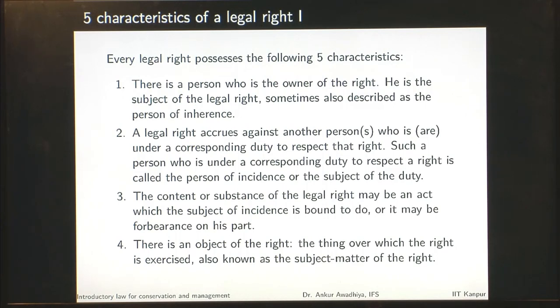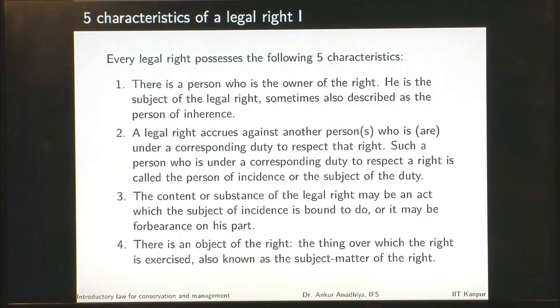Then the fourth thing is the object of the right, the thing over which the right is exercised, also known as the subject matter of the right. What is this thing over which you have the right? If we are talking about property rights, then the property is this particular thing. So the right has an owner, the right has the persons of incidence who are duty bound. There is a list of things that these people have to do or forbear from doing, and there is also the subject matter of the right.